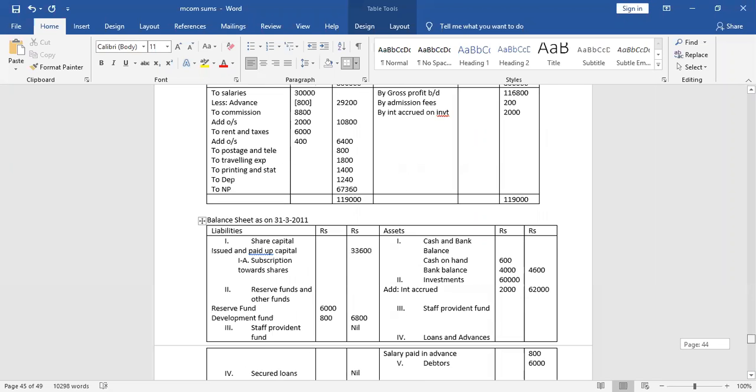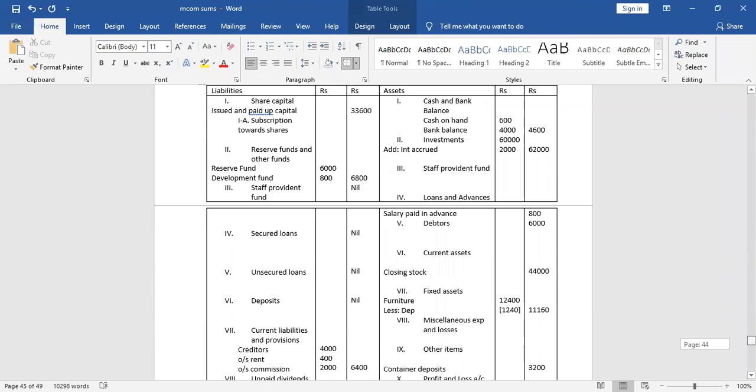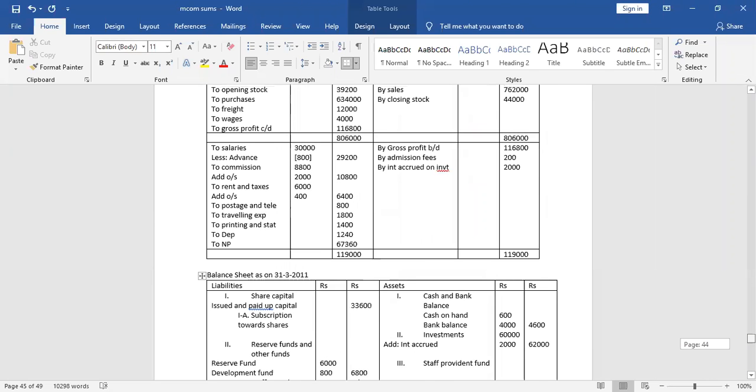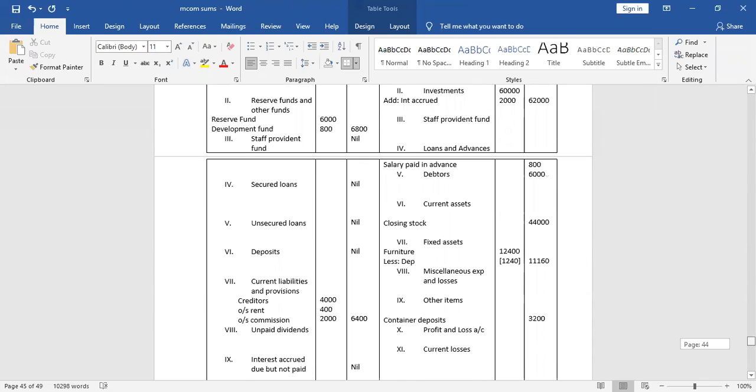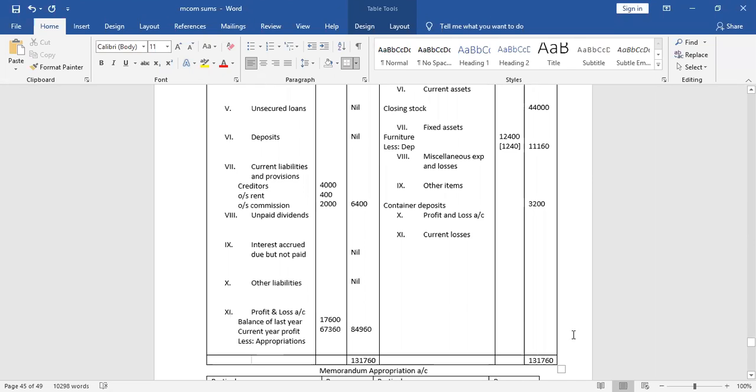And what do we have here? Salary paid in advance 800, debtors 6,000, closing stock 44,000, fixed assets 11,160, container deposit 3,200. This gives a total of 1,31,760. With this, the sum is done.